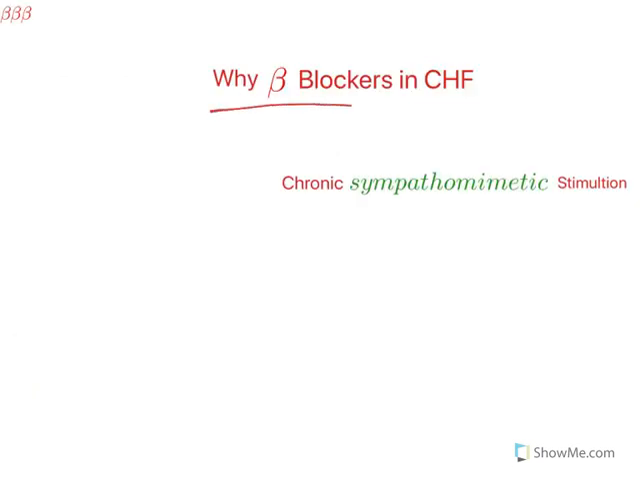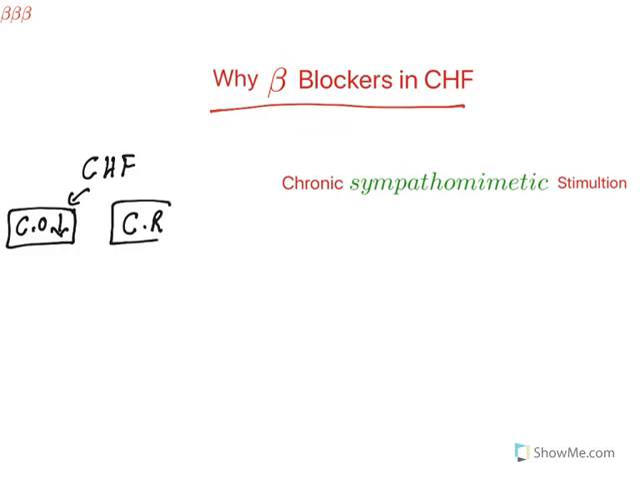Next, why are beta blockers used in congestive heart failure? Let us understand this concept. In congestive heart failure, the main symptom is that cardiac output is reduced. Why is cardiac output reduced? Because the heart has failed, it has lost its ability to pump blood efficiently. Now this finally results in cardiac remodeling. Cardiac remodeling means there is a change in the size, shape, structure and function of the heart.